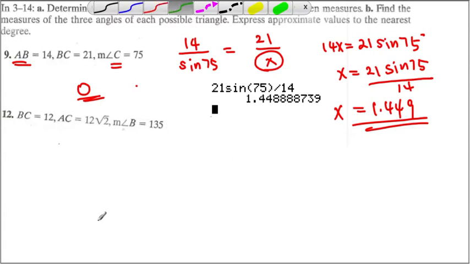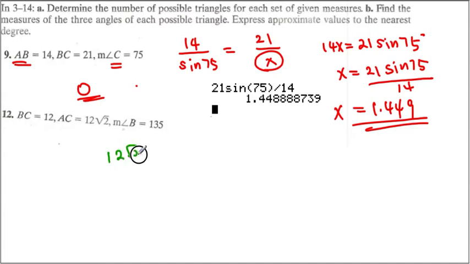Now, let's look at the second case. Same way as before. Angle B is opposite of this side. So here we have 12 radical 2 over sine of 135. Now, that has to be equal to 12 over x, or sine of x, it doesn't matter. Let me call it sine of x.